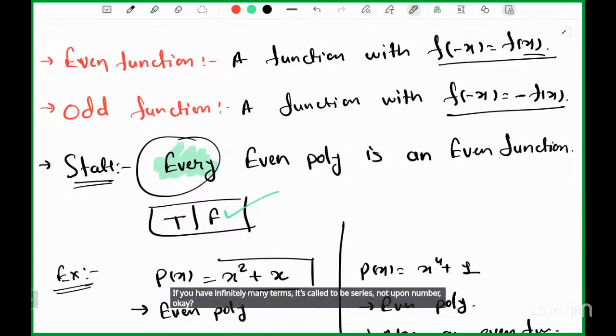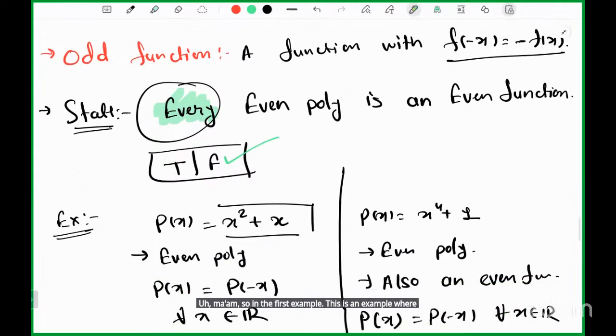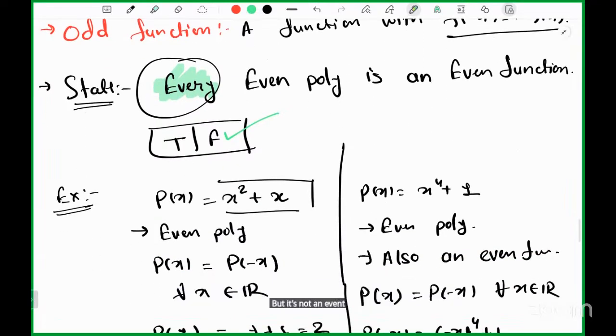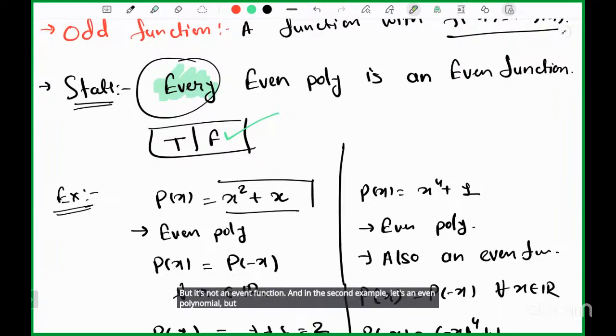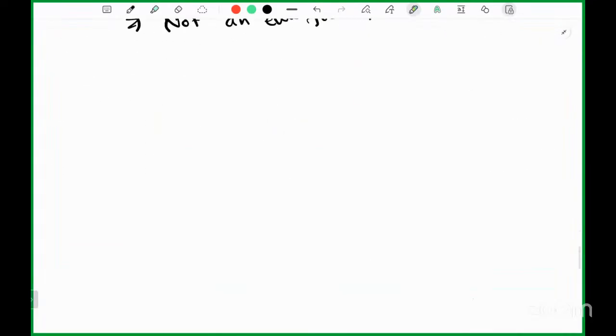Okay, cool, fine, ma'am. So in the first example, this is an example where a polynomial is even, but it's not an even function. Correct. And in the second example, it's an even polynomial, and it's also an even function. Correct, correct. Okay, is that fine?